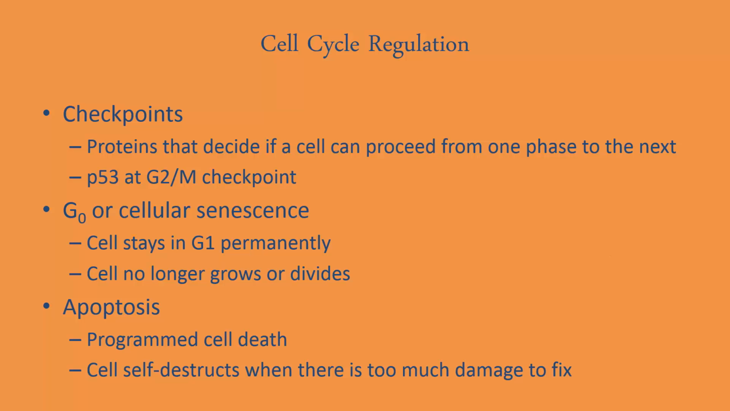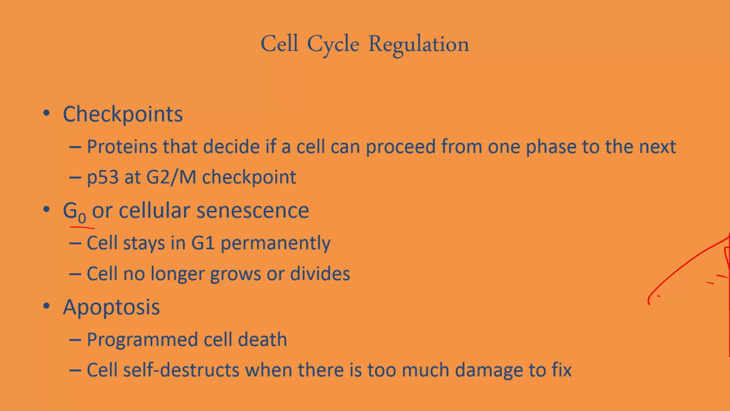Okay? The G0 phase, or cellular senescence phase, at that area, the cell will stay in G1 permanently, and then the cell no longer grows or divides. So when a cell has reached its maximum output, it can enter into this phase. Here we are. Enter into this area to where we no longer go through the cell cycle. It just stays permanently in G1, its normal state.